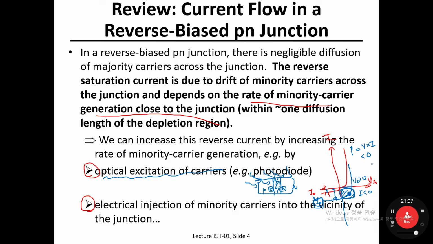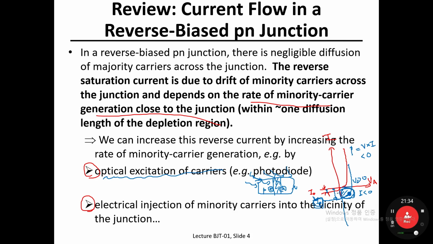Okay. So that's all for this movie clip's content, and please have your own time to review and think about what the main solution is to increase the generation rate of minority carriers close to the junction under a reverse biased PN diode. That is the main topic of this movie clip. Please have your own time to review it.